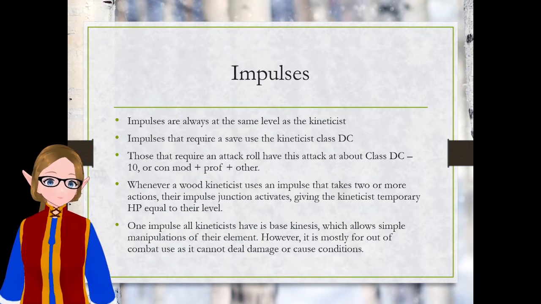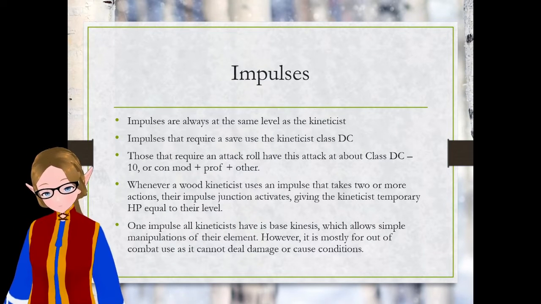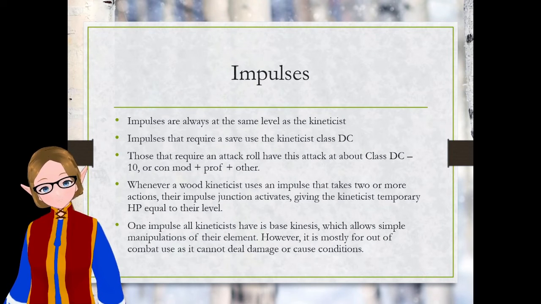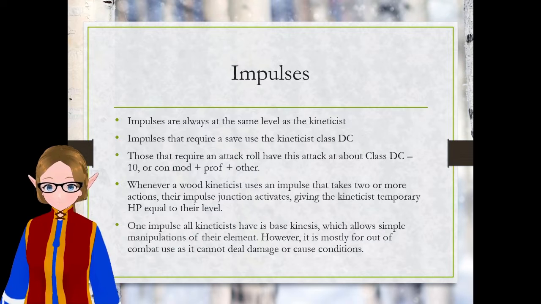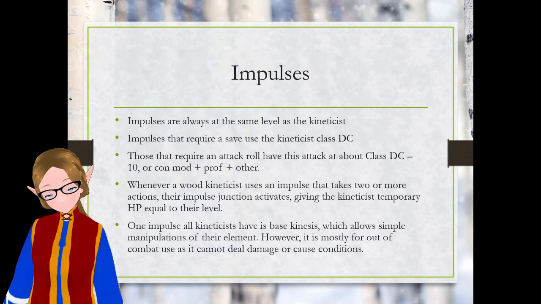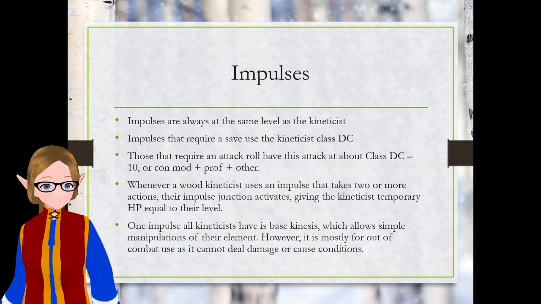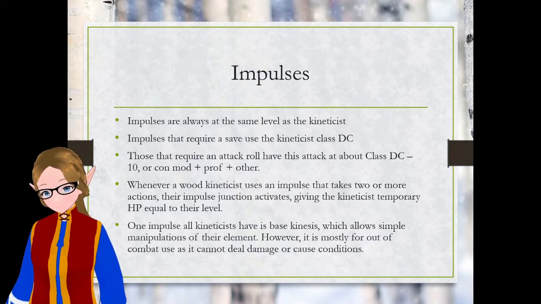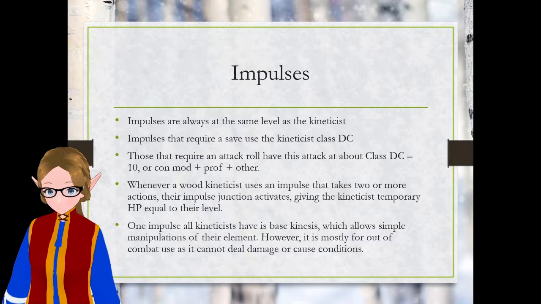So, some more on impulses. Impulses are always cast as the same level as the Kineticist. They can use the Kineticist class DC if the impulse forces a save. Those that require an attack roll have a bonus equal to Constitution modifier plus proficiency plus circumstance bonuses and other status effects.